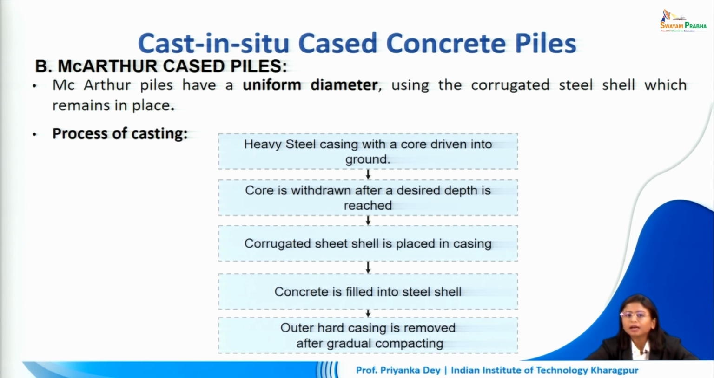MacArthur cased piles are a little different from the previous example. They are cased, but they are uniform in diameter and do not have a taper. They are made with a corrugated steel shell which remains in place. That is, it is a cased pile. The shell remains. The process of casting is such that the heavy steel casing with the core is driven into the ground. Then the core is withdrawn after desired depth is reached. Then the corrugated sheet shell is placed in casing. Concrete is filled into the steel shell and the outer hard casing is removed after gradual compacting.